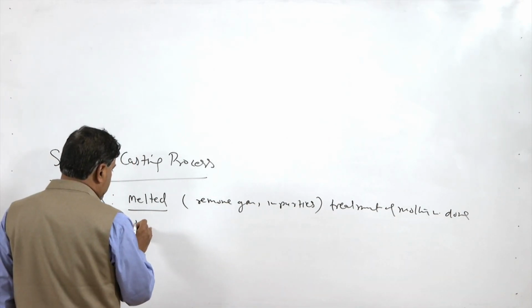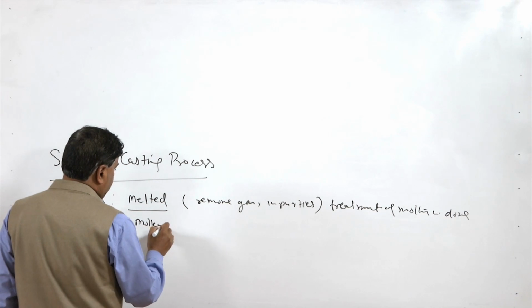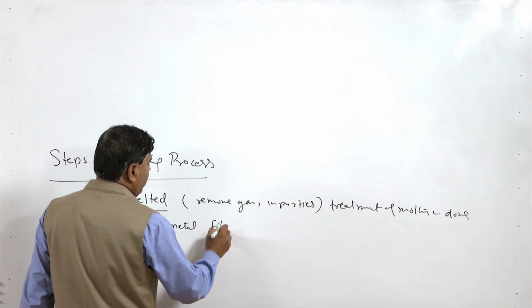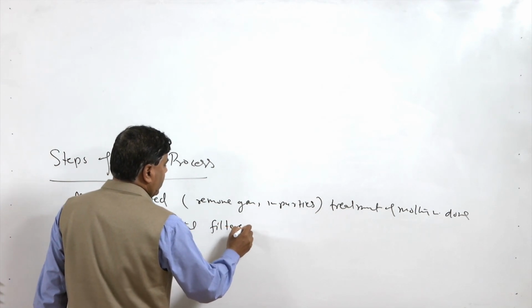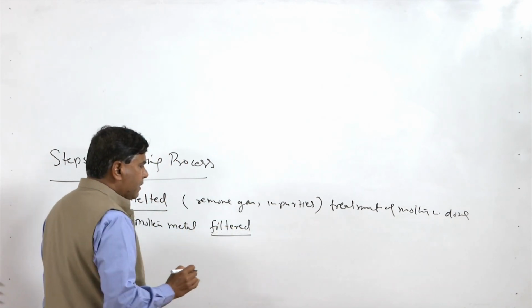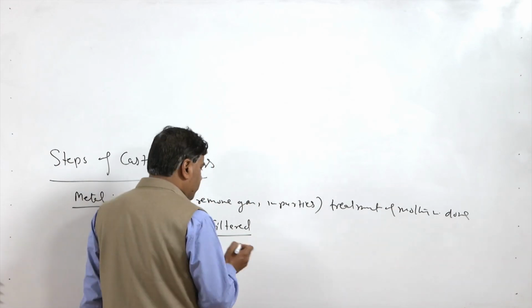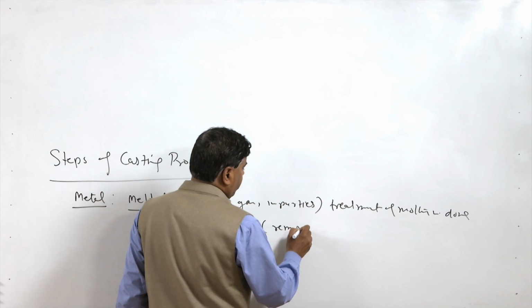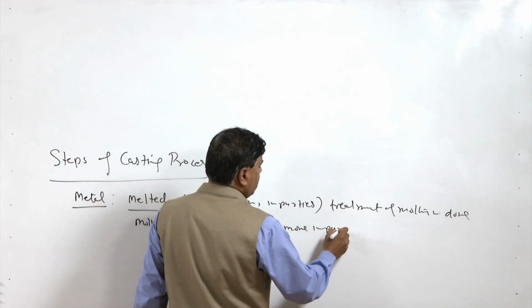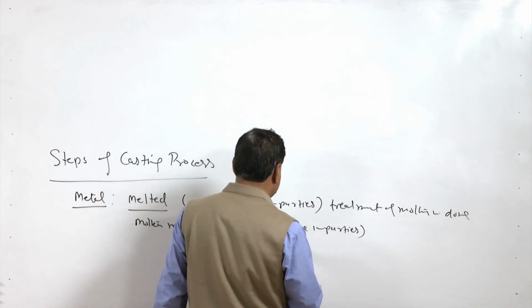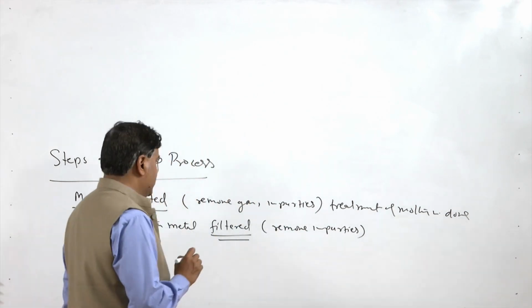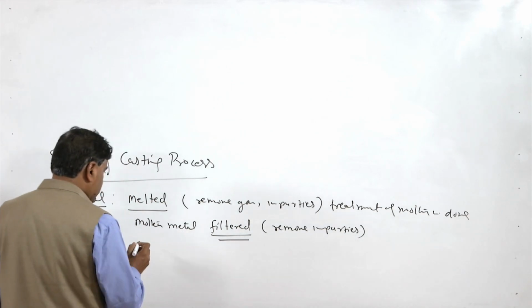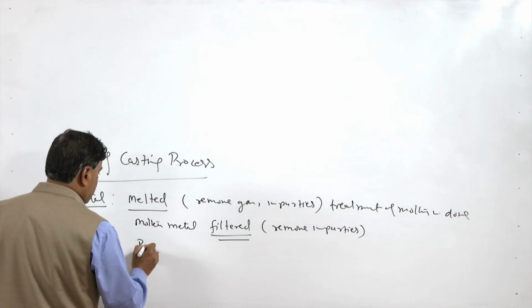This molten metal is filtered. This filtering can be in-mold or out-of-mold, just to remove impurities, dross, traces, oxides, etc. And then this molten metal is poured.